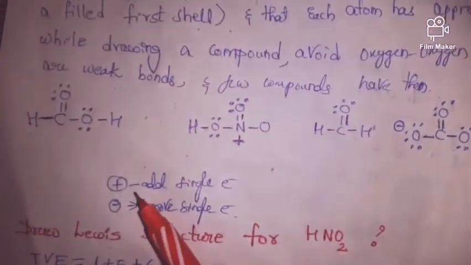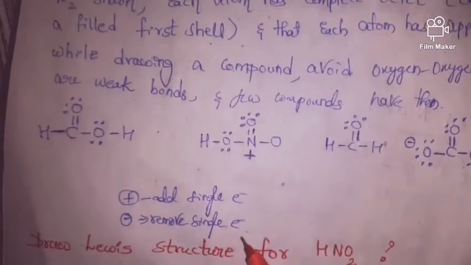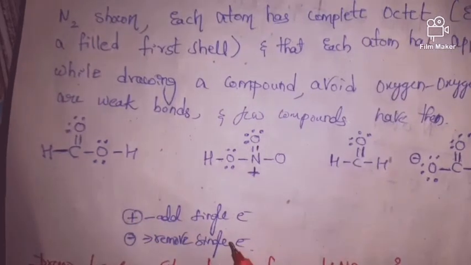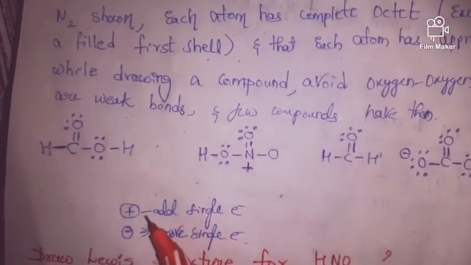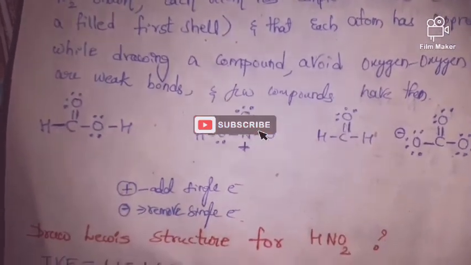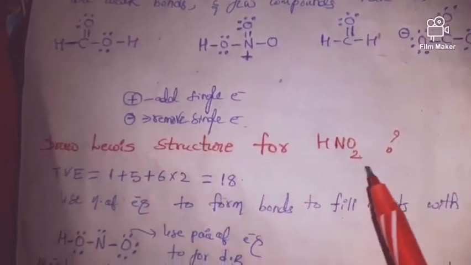See, plus means it is adding a single electron, and minus means removal of a single electron. This concept is useful while drawing the Lewis structures, friends. This is for Lewis structures. Next, draw the Lewis structure for HNO2.